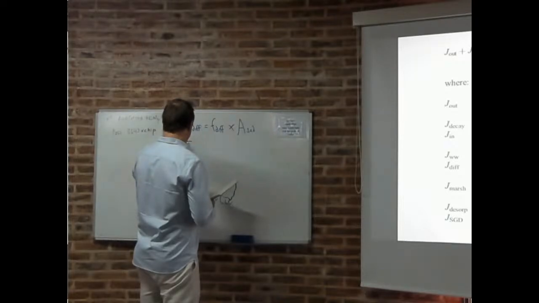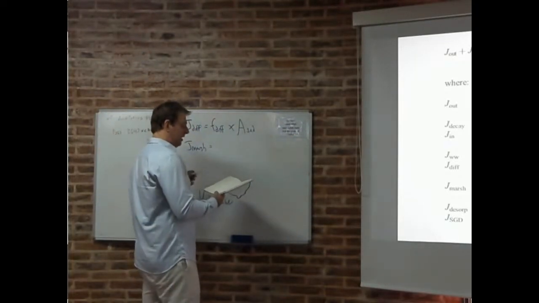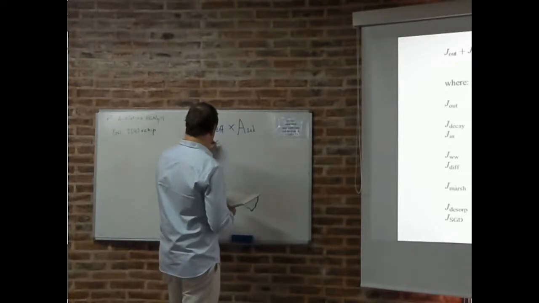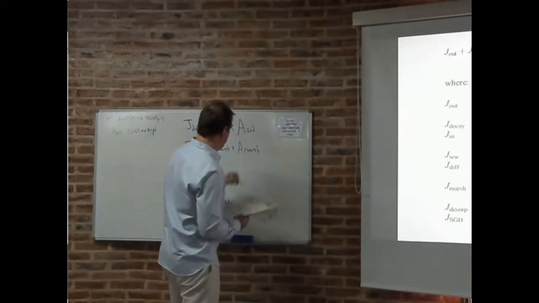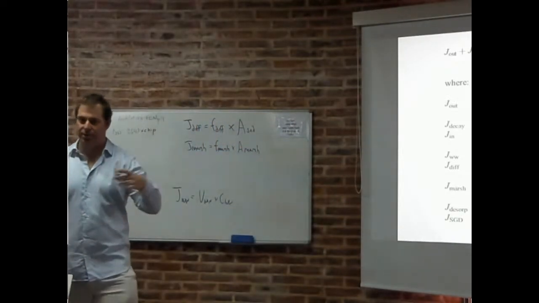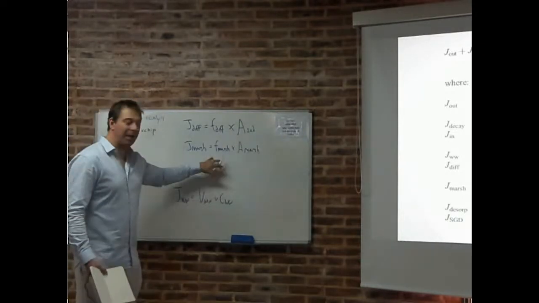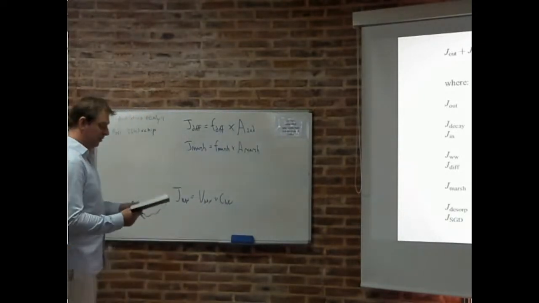J marsh is kind of the same thing. It's the flux from the marsh times the area of the marsh in the box. And the flux from the marsh I'll talk about in a second as well.